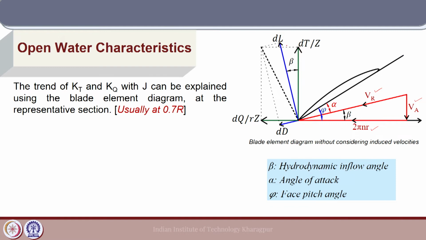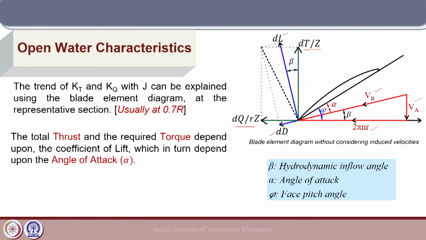Now, on the force side, we have the lift and drag force, the components of which give the sectional thrust and torque. Now, the total thrust and torque of the propeller blade section depends on the coefficient of lift and finally the angle of attack of the particular section that is generated by this particular section. Now, just to explain the open water diagram, we assume that we are drawing this blade element diagram for the characteristic or the representative section of the propeller blade.